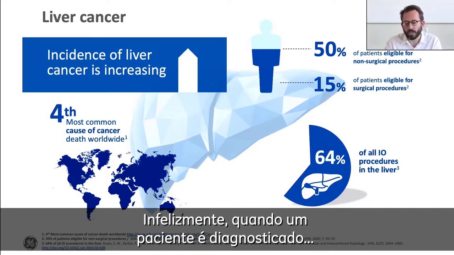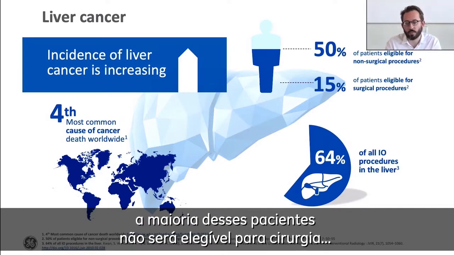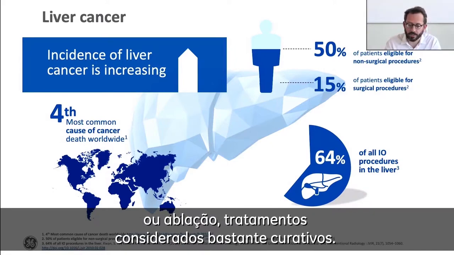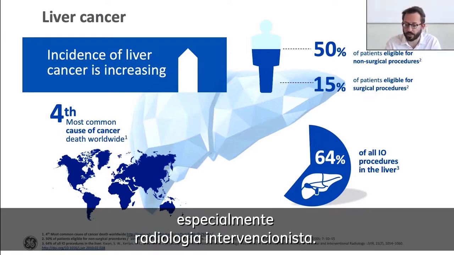Now, unfortunately, when patients are diagnosed with liver cancer, especially primary liver cancer, the vast majority of those patients will not be eligible for surgical procedures or ablation that are considered to be curative intent treatments. And it is estimated that 50% of those patients will be candidates for non-surgical procedures and especially interventional radiology ones.